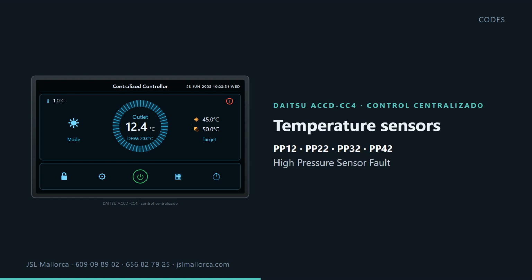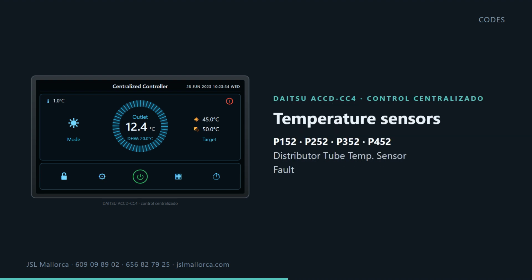Codes PP12, PP22, PP32 and PP42. High pressure sensor fault. It happens because the sensor is open or short circuit. Codes PP11, PP21, PP31 and PP41. Low pressure sensor fault. It happens because the sensor is open or short circuit. Codes P152, P252, P352 and P452. Distributor tube temp sensor fault. It happens because the temp sensor is broken or short circuit.